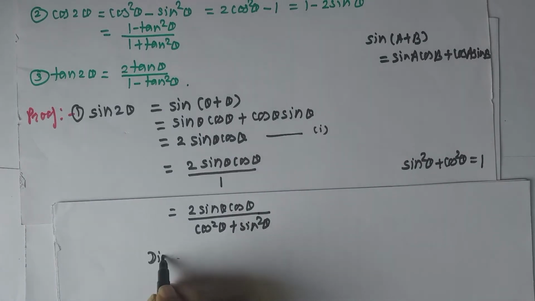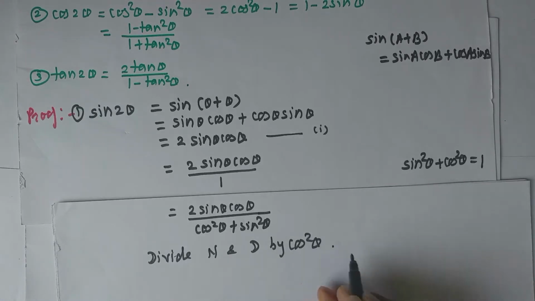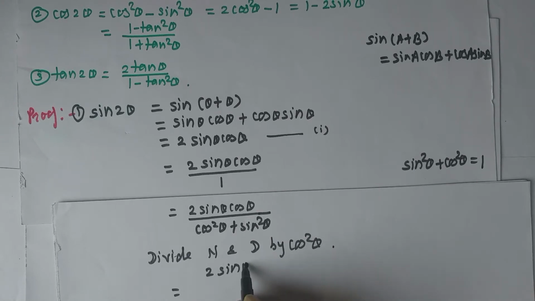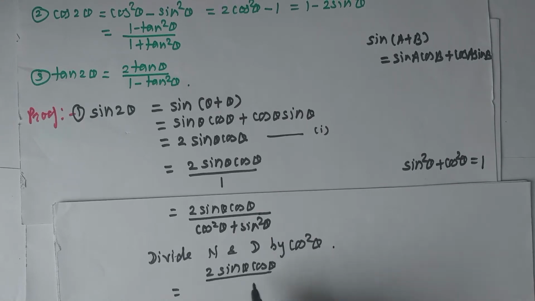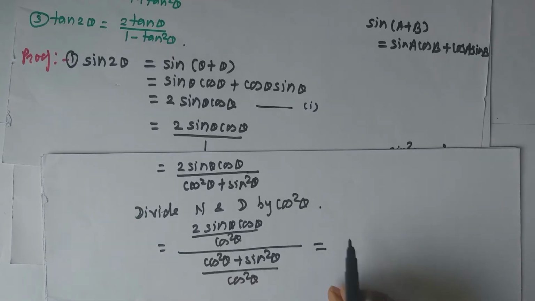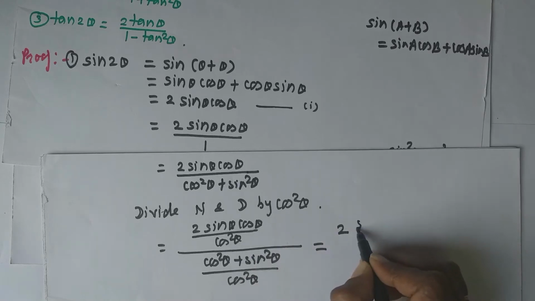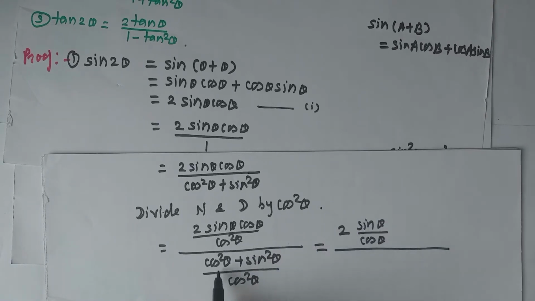Now, divide numerator and denominator by cos square theta. If I divide the numerator and denominator by cos square theta, then this will be 2 sin theta cos theta divided by cos square theta, and in the denominator also divided by cos square theta, so cos square theta plus sin square theta divided by cos square theta. Now simplify this. This will be 2 times, one of the cos theta gets cancelled and here remains sin theta divided by cos theta. And in the denominator, if I divide cos square theta by cos square theta, then I will get 1.